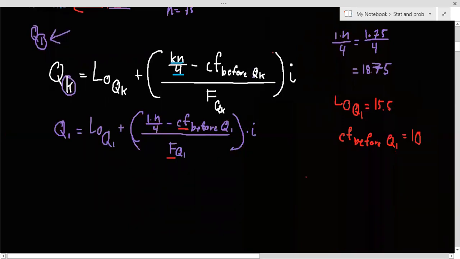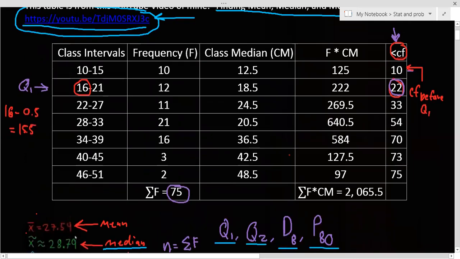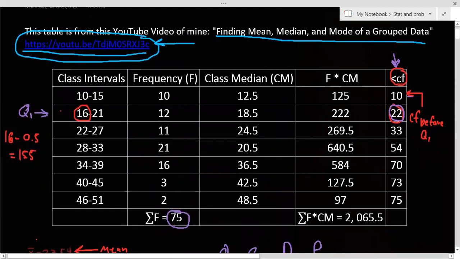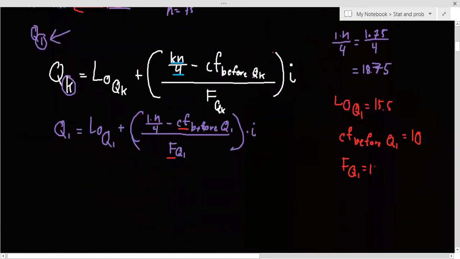Next, kunin natin yung F or frequency ng first quartile. So paano kaya yun? So, madali lang. Diba ito yung class interval ng first quartile? Ngayon, tingnan mo yung frequency niya. Yung frequency niya ay si 12. So therefore, ang sagot mo rito ay 12. That's it.